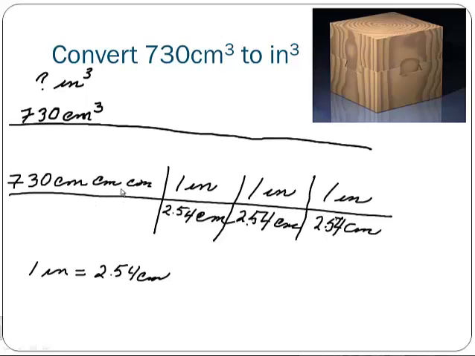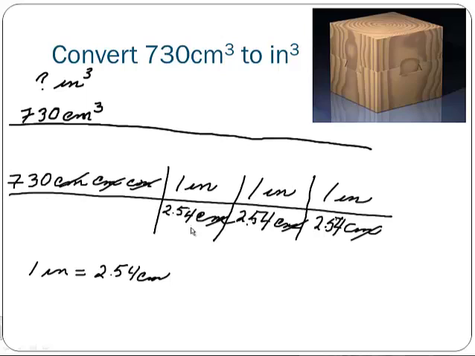So I am ready to cancel out units. Centimeters cancel centimeters. Centimeters cancel centimeters. Centimeters cancel centimeters. And I will end up with cubic inches: inch times inch times inch. So how do I solve this problem?